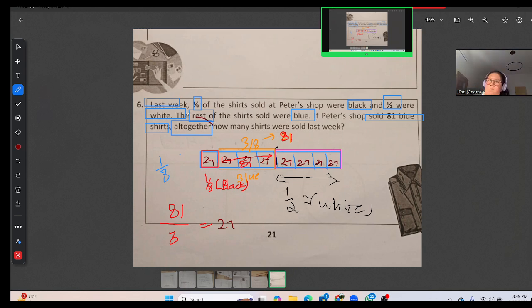Now you have to find how many shirts altogether were sold last week. In each box there are 27, and how many total boxes are there? 8. 27 times 8. Very good. That would give you the total shirts sold last week. So 27 times 8 would be 216. You would write 216 shirts were sold last week. When you are done, let me know.